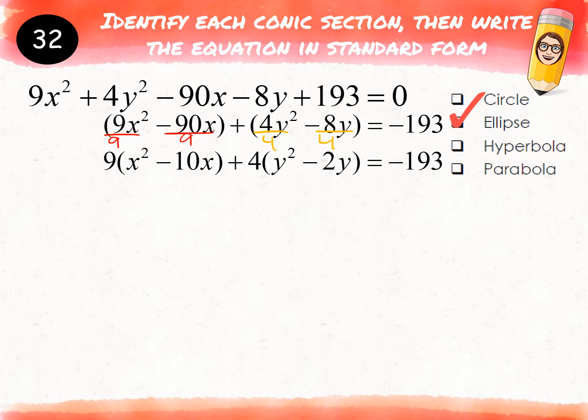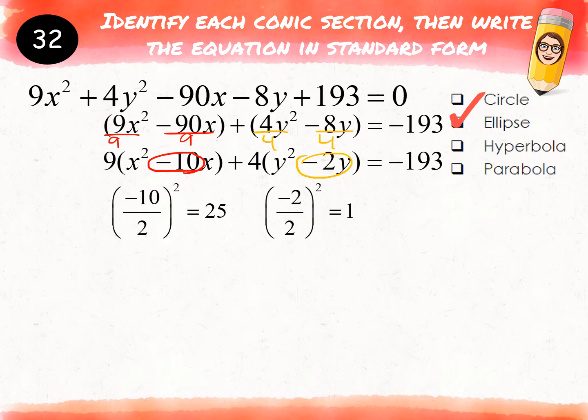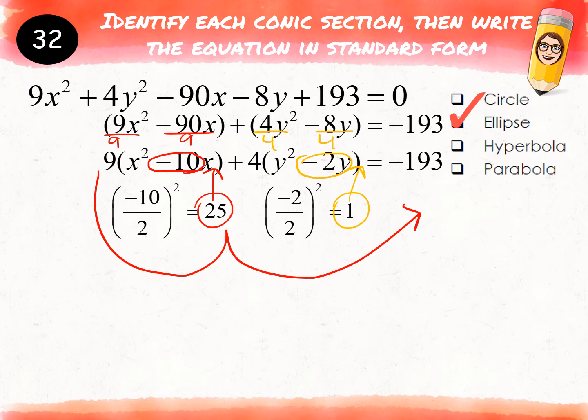Step 3, let's complete the square, meaning I need to take this value, divide by 2 and square it. Take this value, divide by 2, and square it. Step 4, I need to add these numbers. So I'm going to add this 25 to the x's. I'm going to add this 1 to the y's. But when I add it to the right side, this 9 and this 25 need to multiply before I add it to the right. This 4 and this 1 need to multiply before I add it to the right.